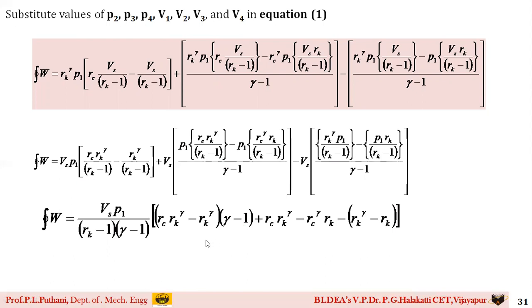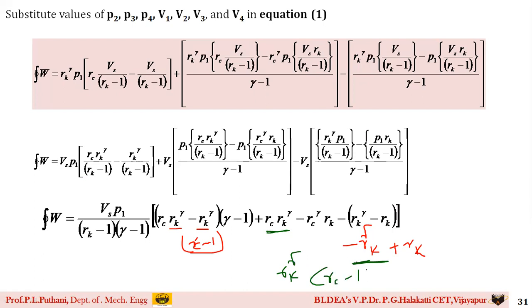Now, if you observe these terms carefully, here Rk raised to gamma is common. If I take this Rk raised to gamma as common, I am remaining with Rc minus 1 only. Similarly, if I open these brackets, what do I get here? Minus Rk raised to gamma plus Rk. Now, if you observe these terms carefully, students, that is Rc into Rk raised to gamma minus Rk raised to gamma, if I take Rk raised to gamma as common, what am I remaining with? I am remaining with Rc minus 1.